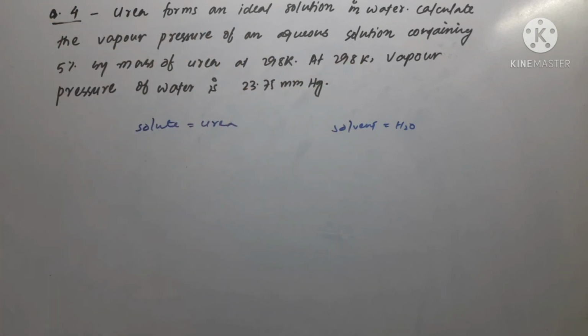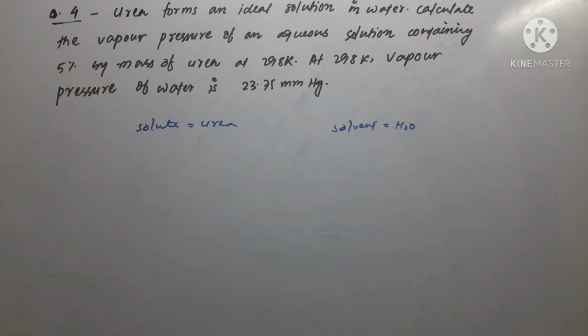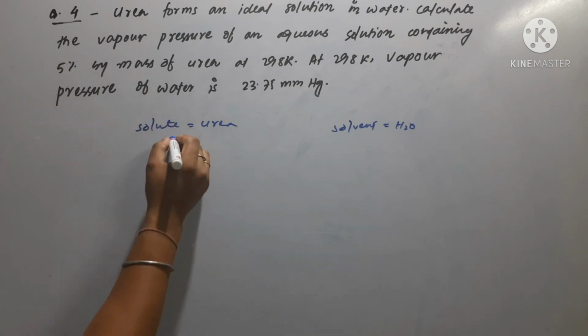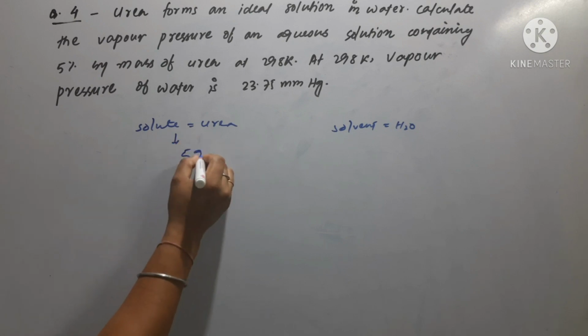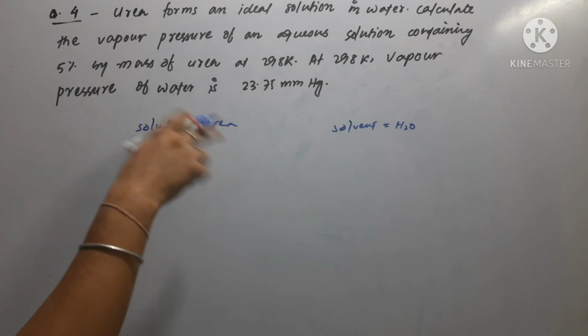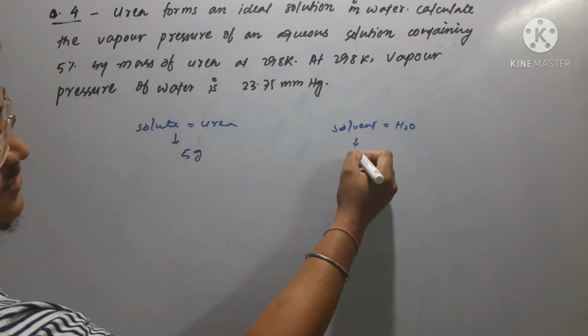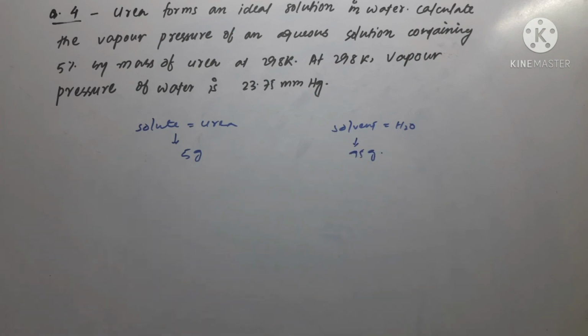So what we have to do is find out the vapor pressure of the solution where 5% by mass urea is present. What does it mean, guys? 5% means in 100 gram of the total mass of the solution, 5 gram is urea. That means the solvent will be 95 gram, right, guys?